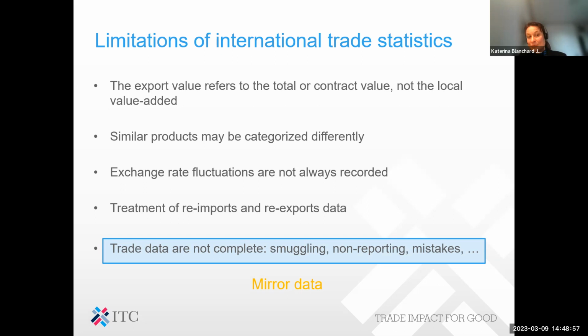And since we use the mirror data for non-reporting countries, we also have the issue of the difference in valuation of exports and imports. The exports would typically be valuated at FOB, free on board price, and the imports are typically valuated at the CIF price, which would be higher. So that's also something to keep in mind when using the mirror data.